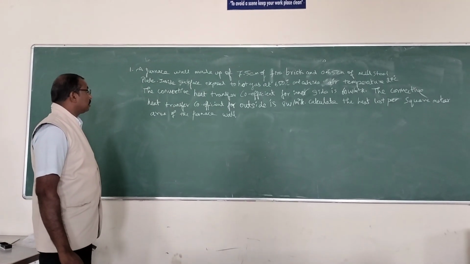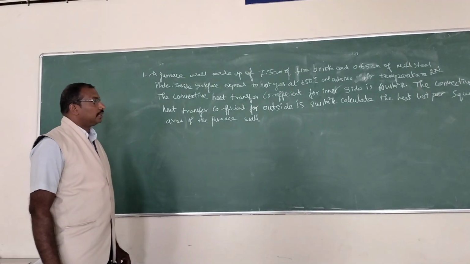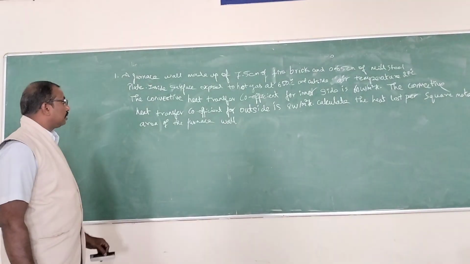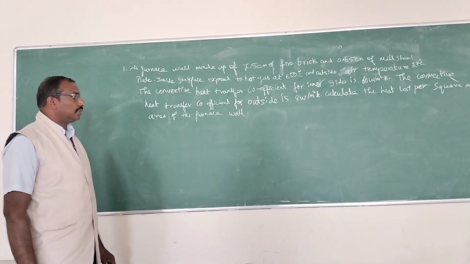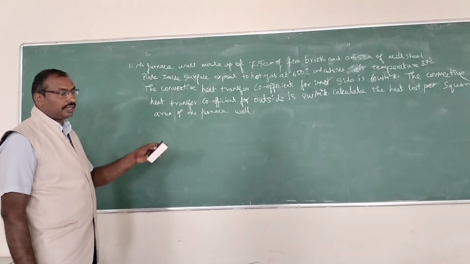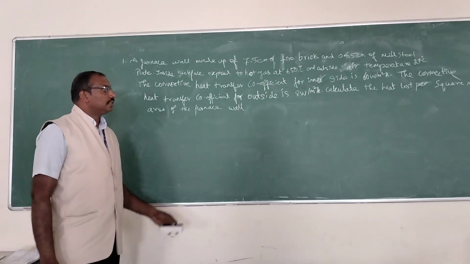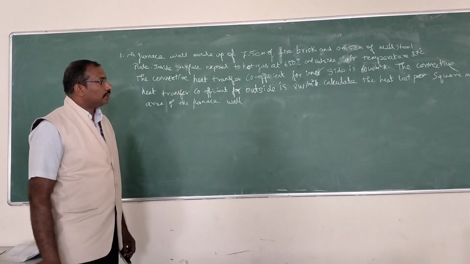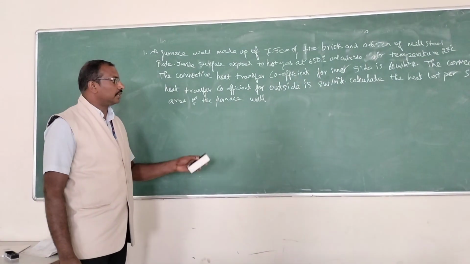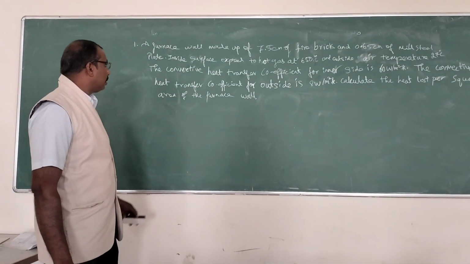Given the problem, a furnace wall is made up of 7.5 centimeter fire brick and 6.5 centimeter mild steel plate respectively. The inside surface is exposed to hot gas at 650 centigrade and the outside air temperature is 27 degree centigrade. The convective heat transfer coefficient for the inner side is 60 watts per meter square Kelvin, and the convective heat transfer coefficient outside is 8 watts per meter square Kelvin. Calculate the heat transfer per square meter area of the furnace wall.